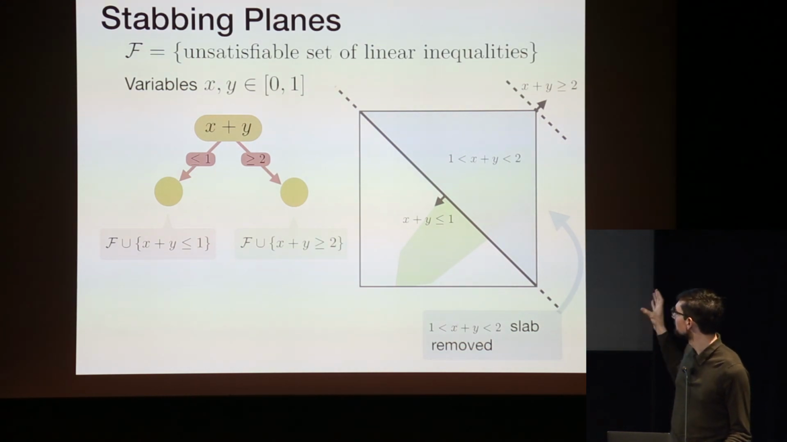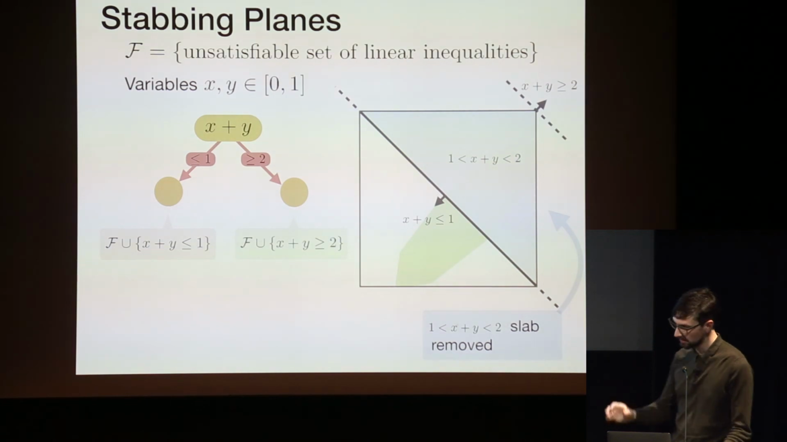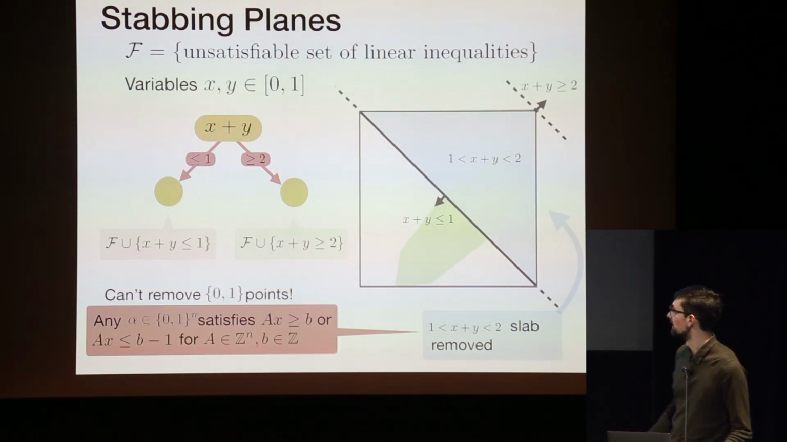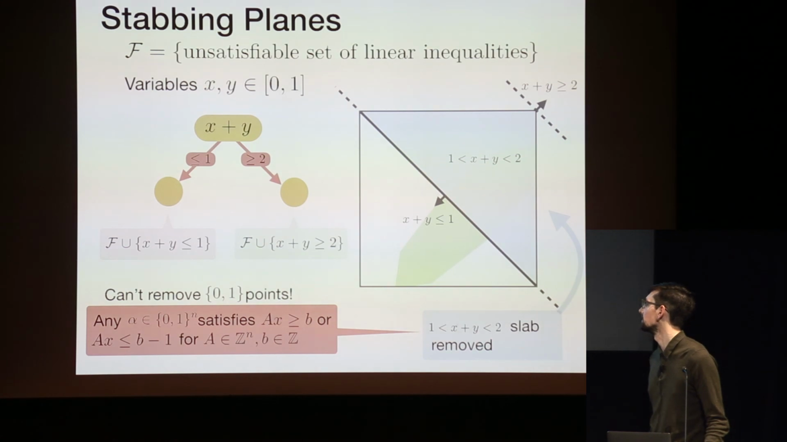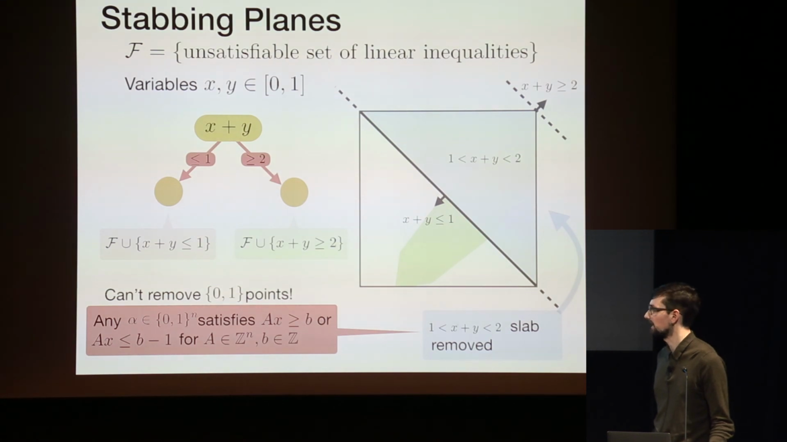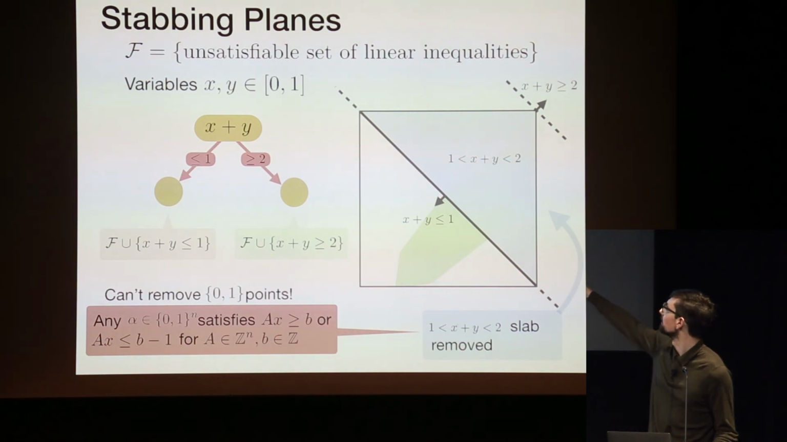And so this slab is removed, and is this okay? Well, yes. It turns out that any Boolean solution will satisfy an integer linear inequality or its integer negation. And so if the original system had any Boolean solutions, then they would have survived on one of these two branches. Okay, so going down to the left branch here, you see that about half of the polytope remains.